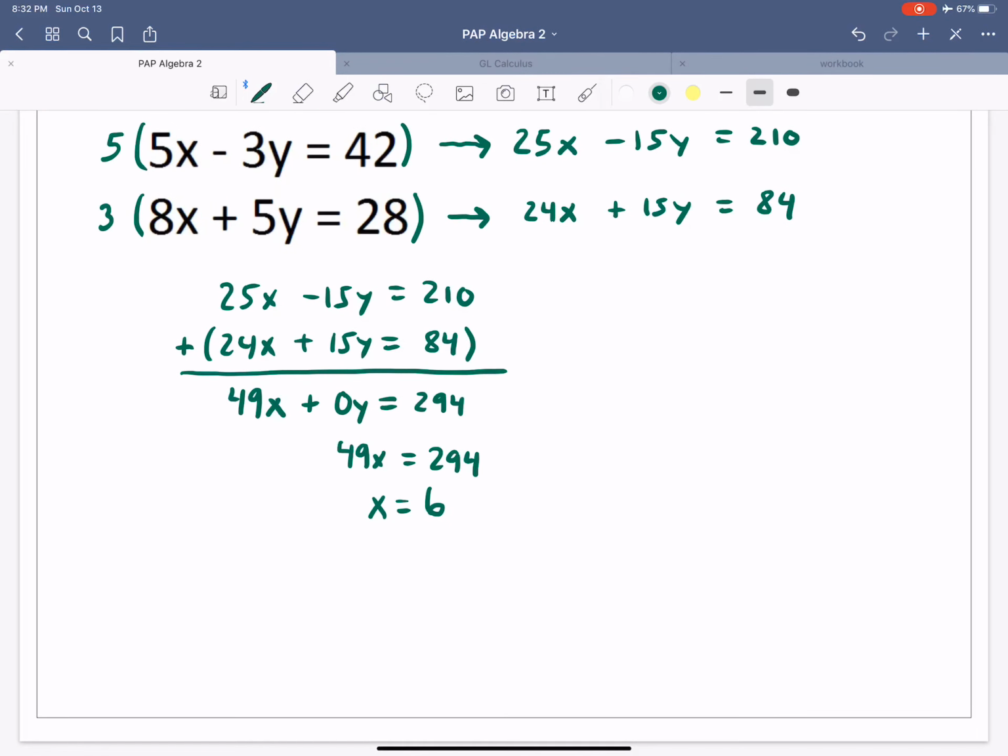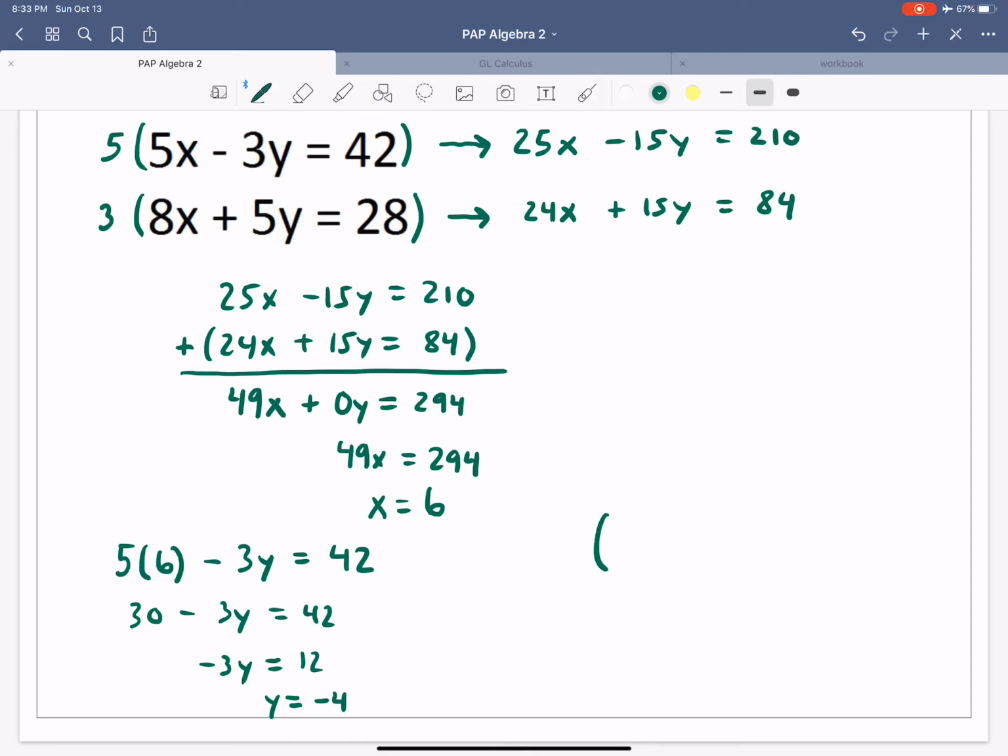Now, again, don't stop there. You're not done yet. You also need to go back and find your y value. So pick either one of the equations. It doesn't matter which one. I'm just going to use the first equation because it comes first. And we plug the x value in that we solved for. So replace the x with 6 and solve. 5 times 6 is 30. Minus 3y equals 42. Subtract 30 on both sides. We get negative 3y equals 12. Divide both sides by negative 3, and we get y equals negative 4.